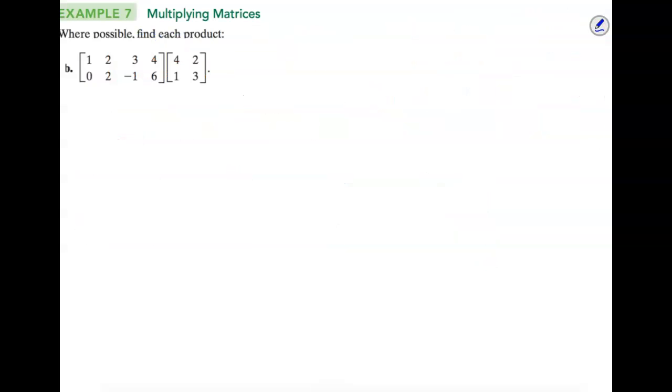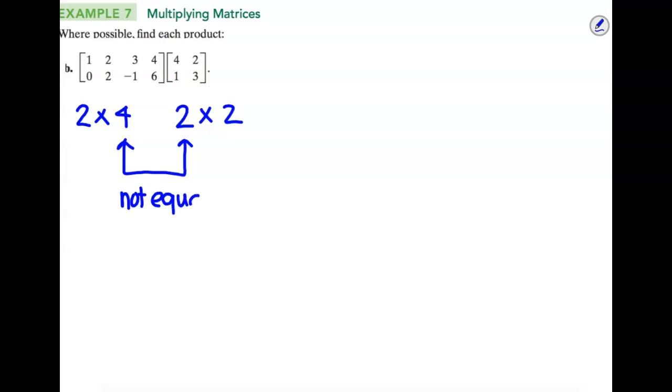All right, matrix B. Multiply these together. So the first matrix has 2 rows and 4 columns. The second matrix has 2 rows, 2 columns. Check to make sure you can multiply them together. So you look at the inner numbers first, make sure they're the same. These are not equal. So therefore, you can't multiply these 2 matrices together.